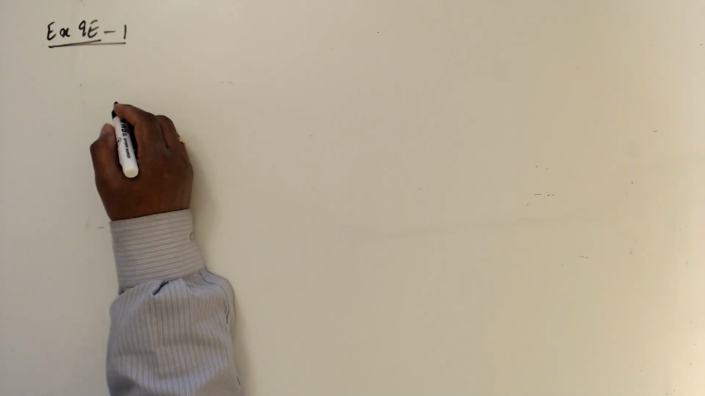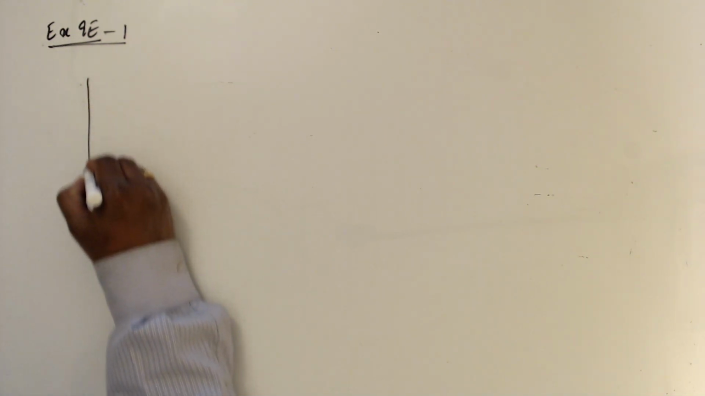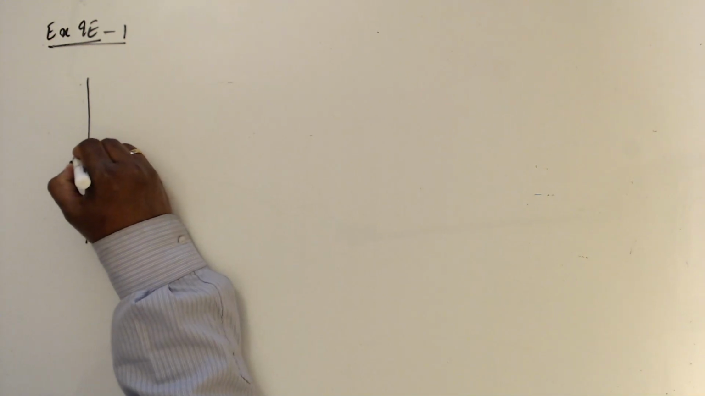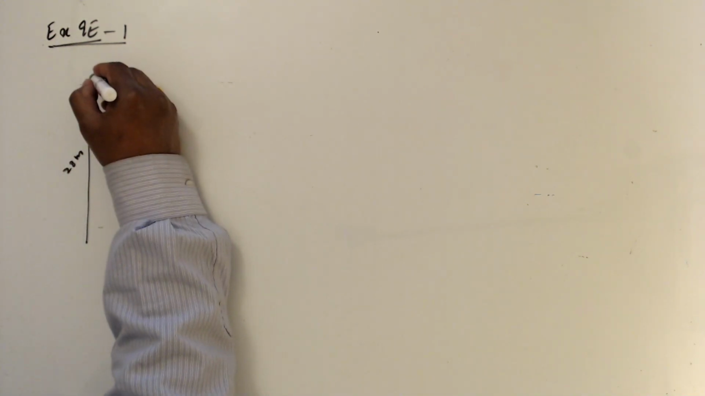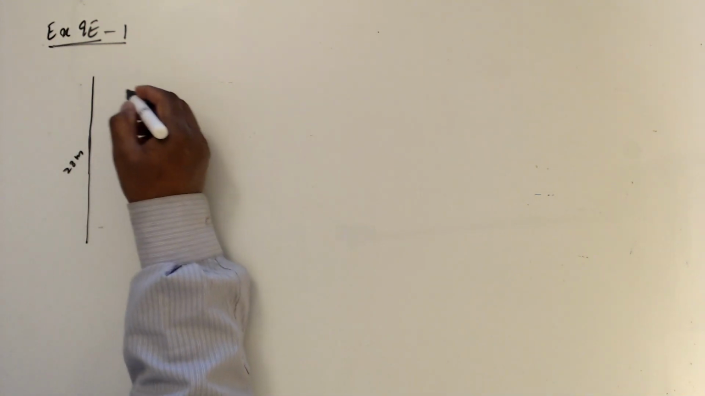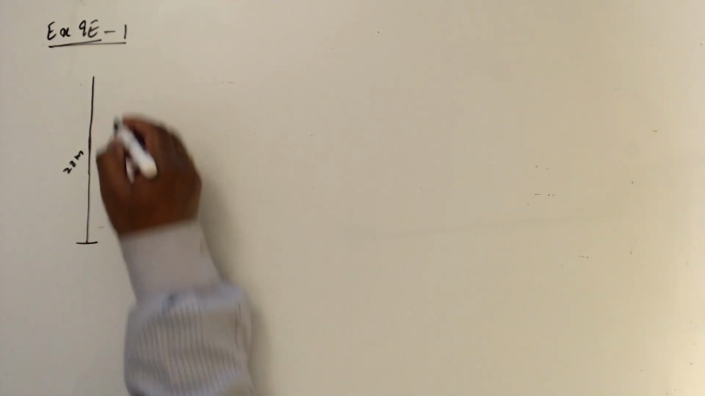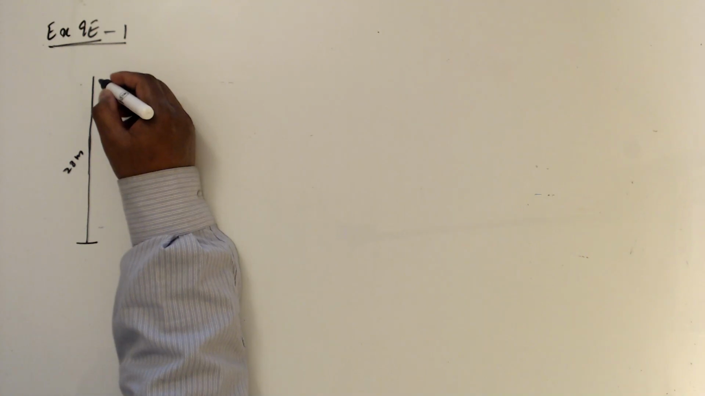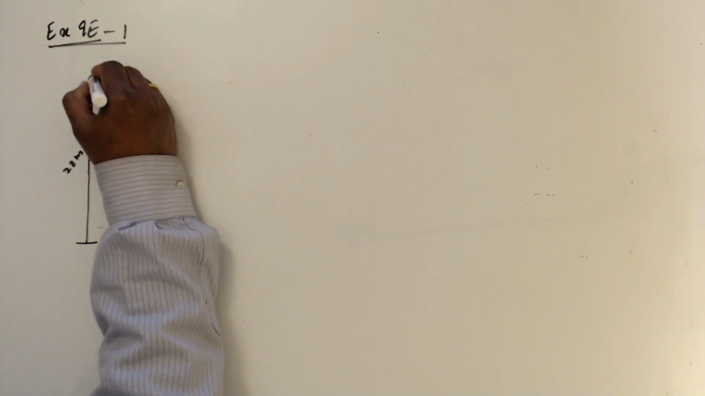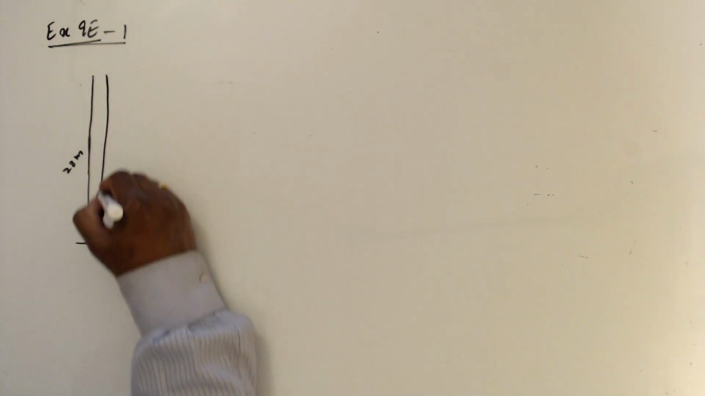Exercise 9, question number 1. A cliff diver jumped from a point 20 meters above 28 meters. Modeling the diver as a particle freely under gravity with initial velocity 0, find the time taken. So the person dived from here, from the cliff.